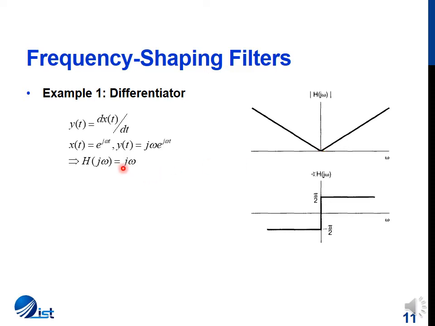The phase plot of this differentiator, as it can be seen, has two phases. For positive frequencies, j is positive, which means a phase shift of pi by 2 radians for positive frequencies, and a phase shift of minus j or minus pi by 2 radians for negative frequencies.